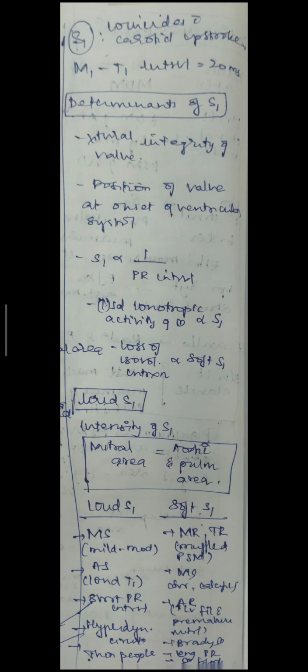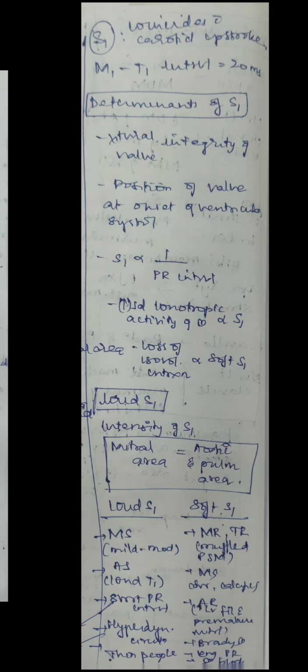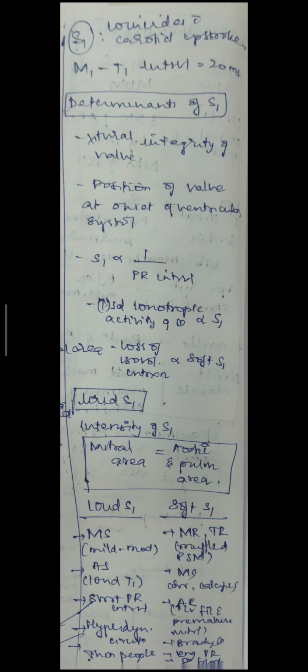That is, from the atria to the ventricle, the impulse conduction is there. Whenever the atrioventricular impulse conduction time is decreasing, the intensity of S1 will be louder. Like in a short PR interval, the intensity of S1 is increased. In which conditions will this happen? In WPW syndrome and Lown-Ganong-Levine syndrome.